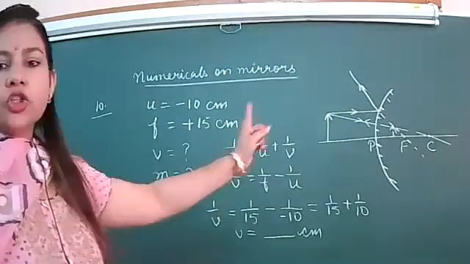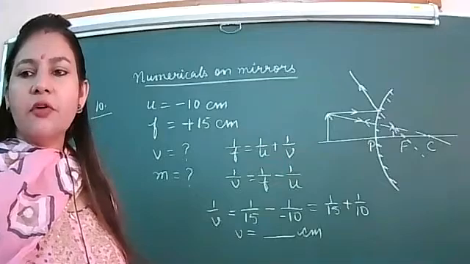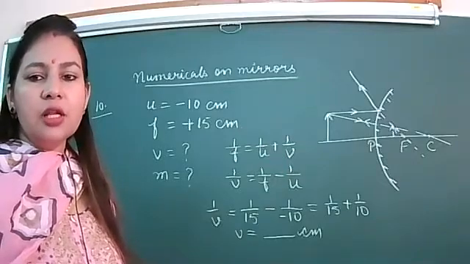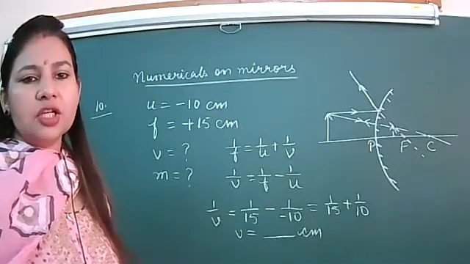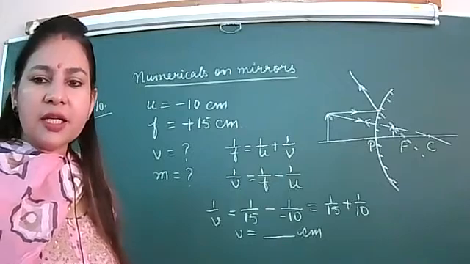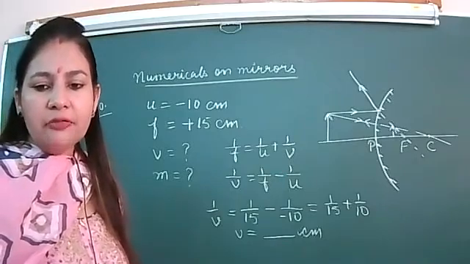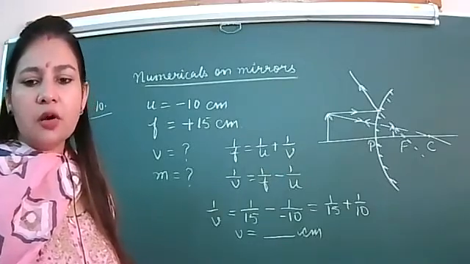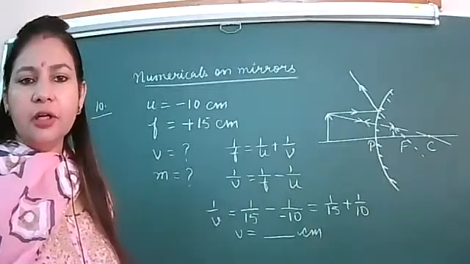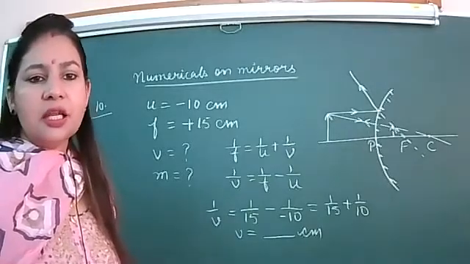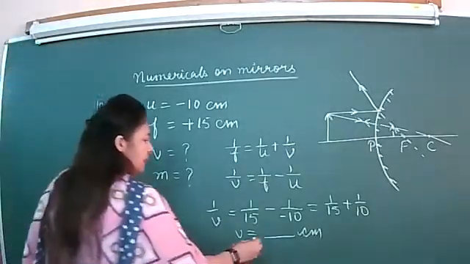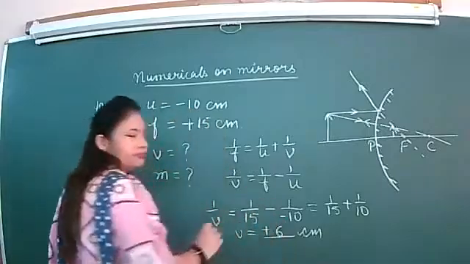So V should be positive. Your image is formed on right hand side of pole. So this V should come positive. And how much is it coming? +6 centimeter. Yes, raise hand if you have solved. Anybody who has solved, raise hand and confirm whether it is +6 centimeter. So V is plus 6 centimeter from here.